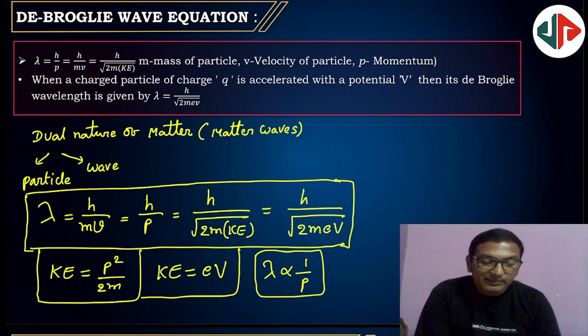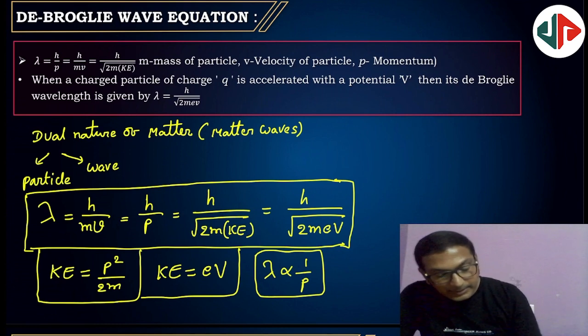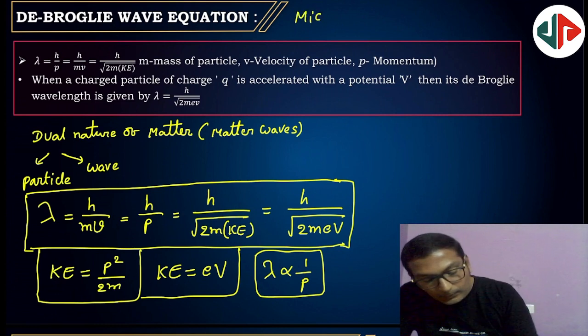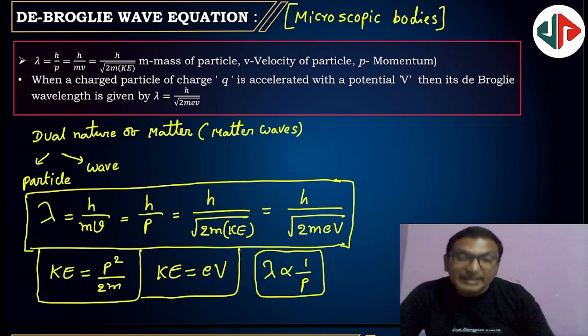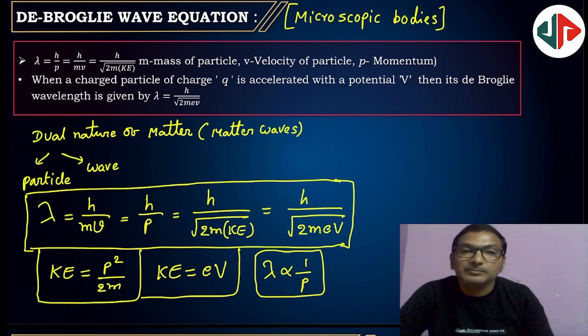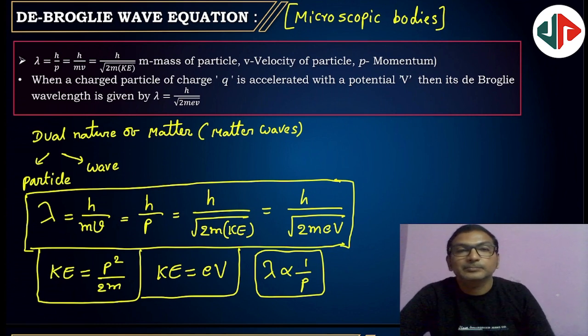So what is the significance of de Broglie's wave equation? De Broglie's wave equation is applicable to microscopic bodies or material particles, we can say. Microscopic means mass will be less. It is not applicable to macroscopic bodies. That means for molecules, atoms, electrons, protons, neutrons, we can apply.